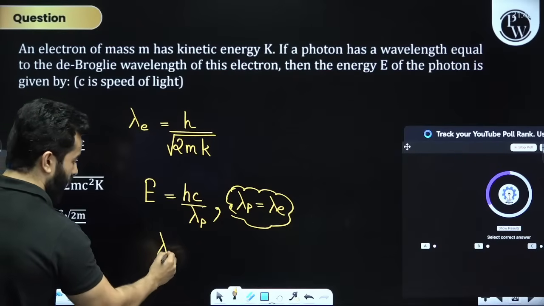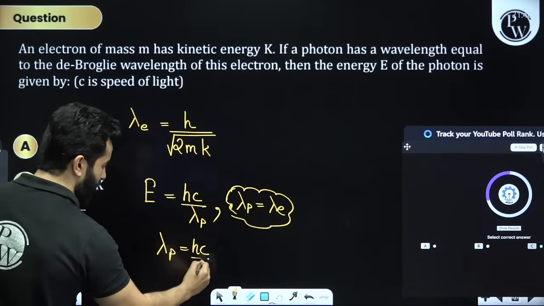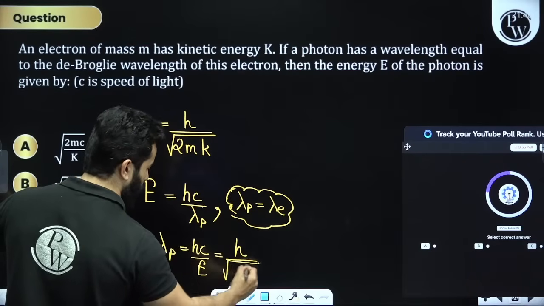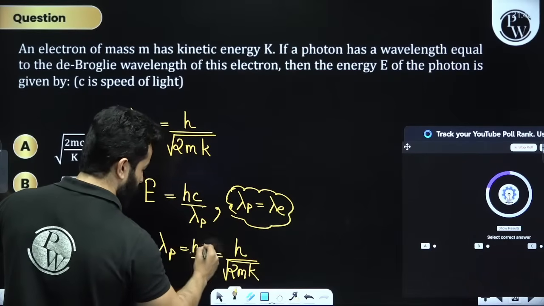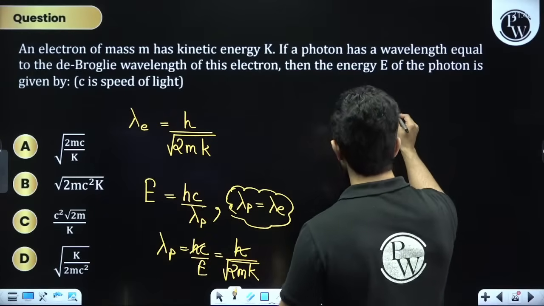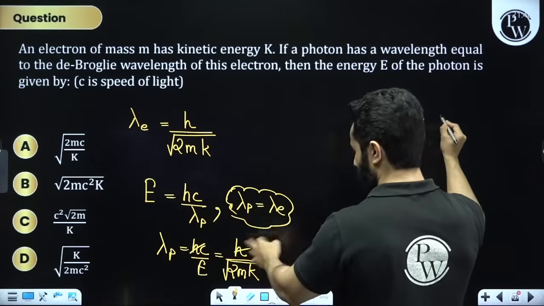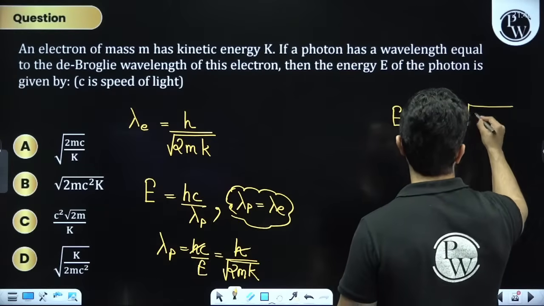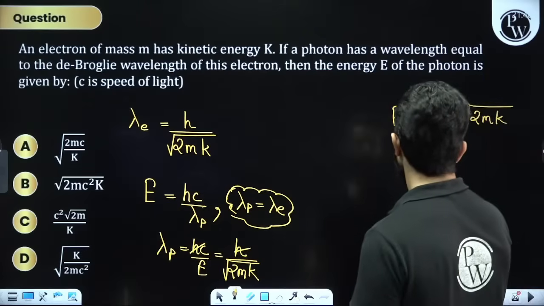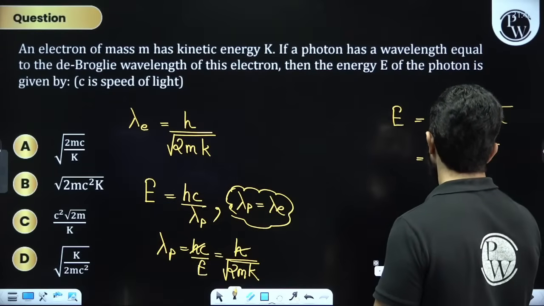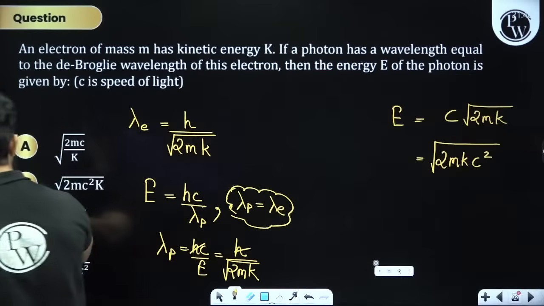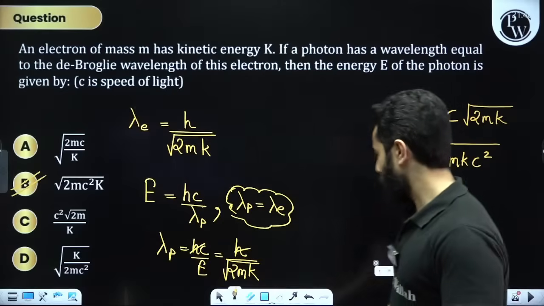So lambda of photon can be written as hc by E, and this is equal to h divided by under root of 2mK. So h can be cancelled out, and I wanted to find out E. E will be equal to c under root 2mK, or under root 2mK into c square. So 2mK into c square, that means option B, easy problem. B option is absolutely correct.